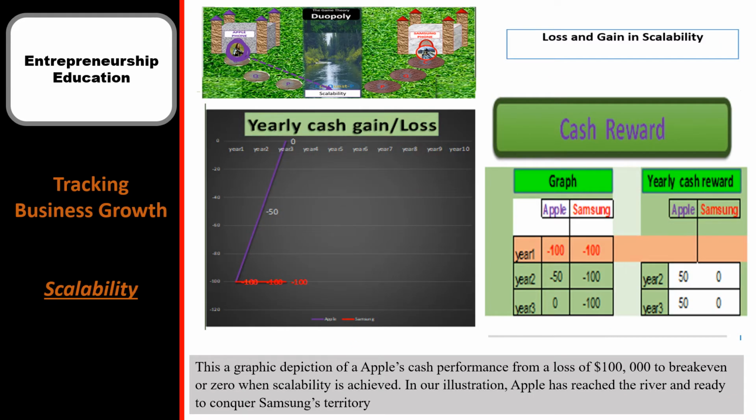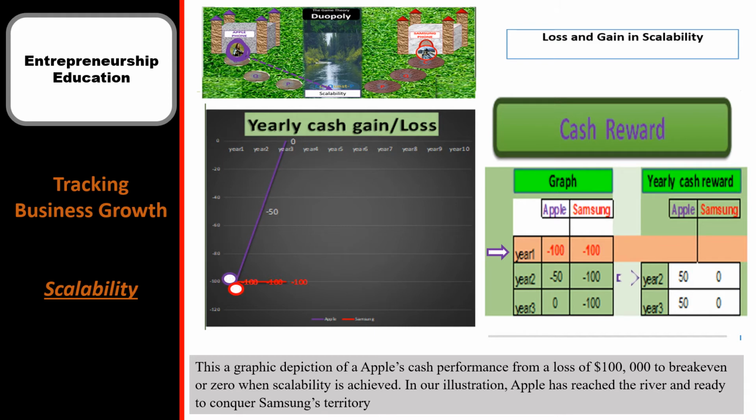The goal of the game is to achieve scalability first. A student will have the chance to see their business performance displayed on the graph, and also there will be another display of either Apple or Samsung marching towards the river. The student first has to understand that at the end of year one, both companies will incur costs which bring the cash level to negative $100,000 at the end of year one. And that also will show on the graph.